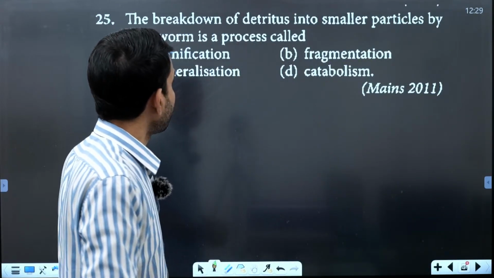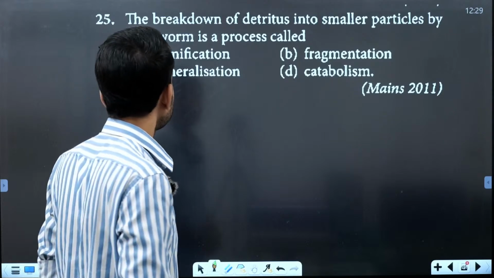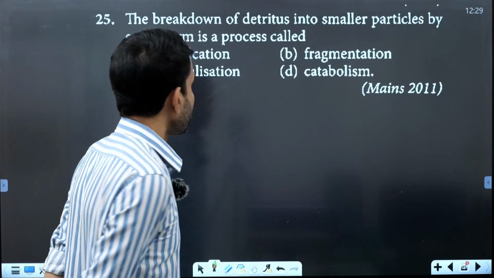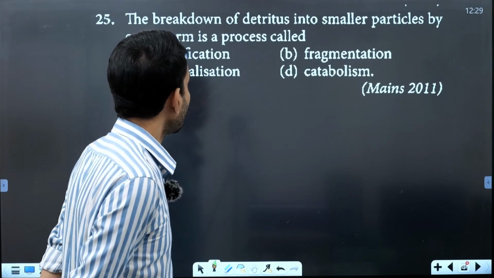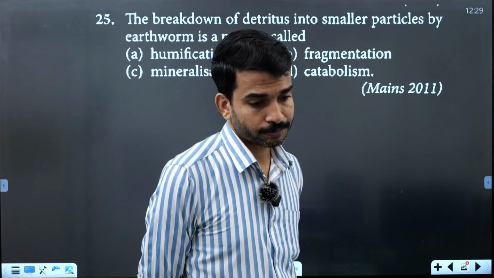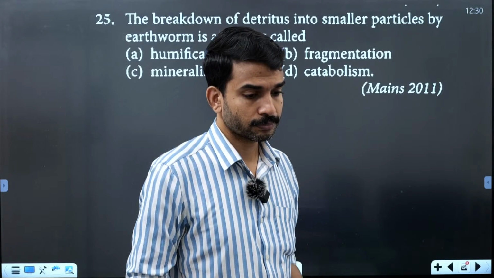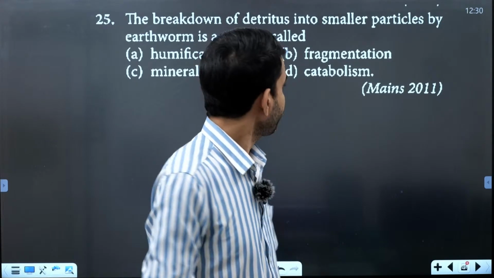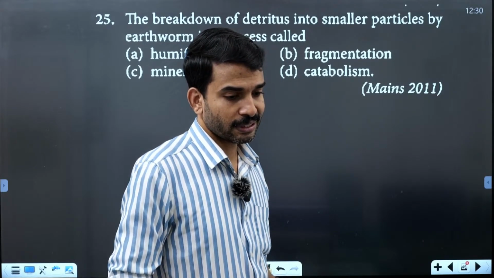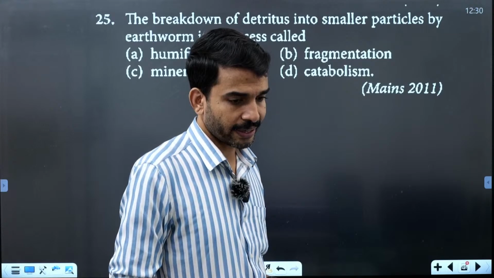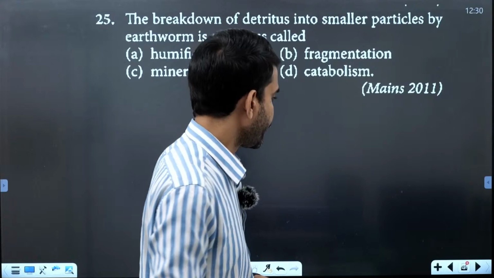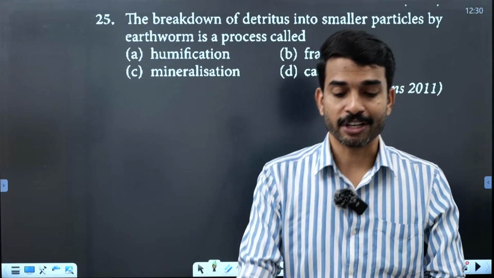Next one. The breakdown of detritus into smaller particles by earthworm is a process called humification, fragmentation, mineralization or catabolism. What do we call the breaking down of detritus into smaller particles by organisms such as earthworm? Okay, that's right. B it is, right? That event is what we call fragmentation.